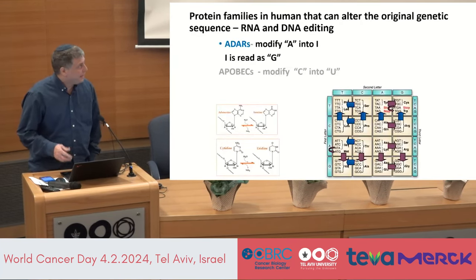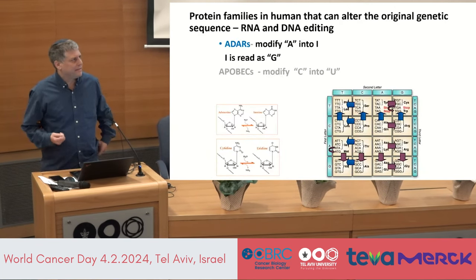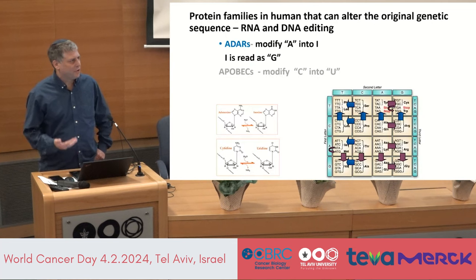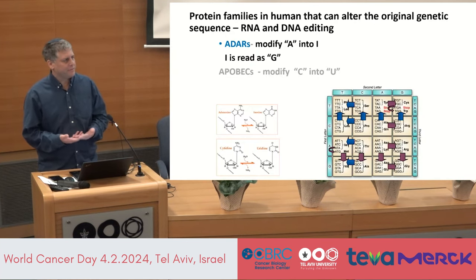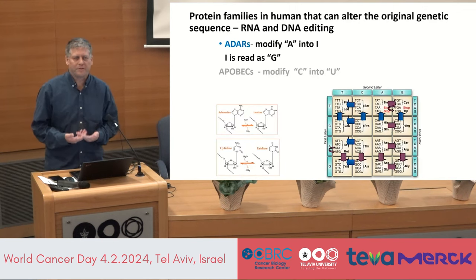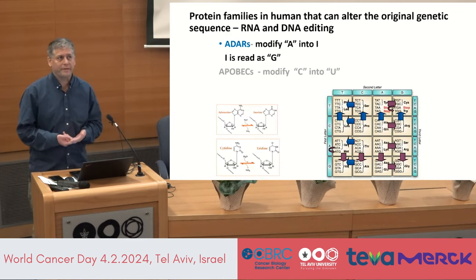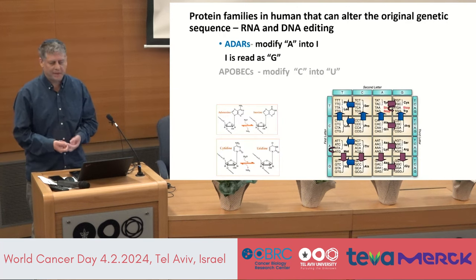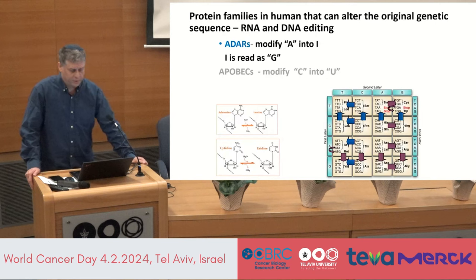People take for granted the integrity of the flow of genetic information. We assume it's obvious that the sequence that we see in the DNA, we're going to see the same exact sequence in the RNA after transcription, and then in the protein after it's translated. However, there are proteins that don't obey this very simple and basic rule. I speak about the ADAR proteins and the APOBEC proteins.